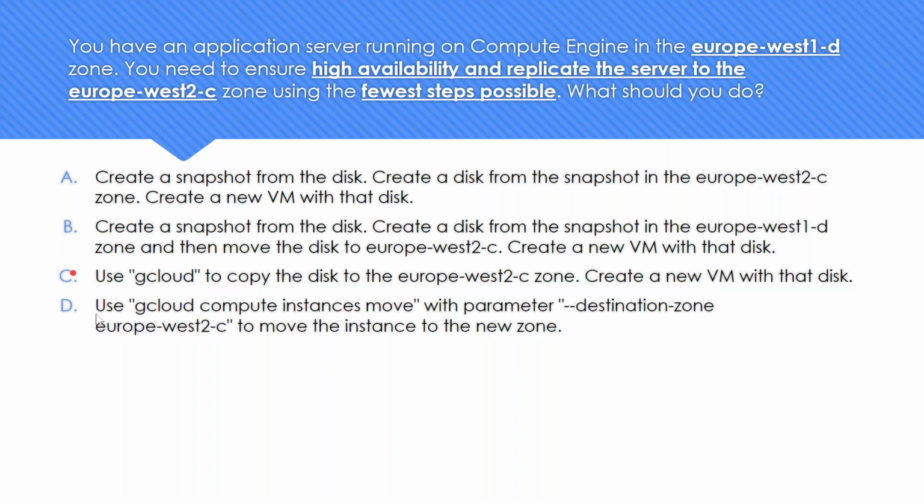The next option: use instance move with a parameter like destination zone to move the instance to the new zone. Can anybody comment on this, folks? Option D, any reason to rule it out or any reason to consider it? We had done move, I remember it. Other things maybe I did not go into so detailed, so that's the reason I showed you a small demonstration. So any reason why D should be considered or discarded?